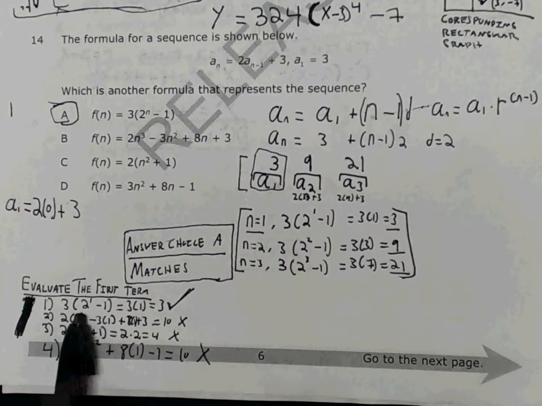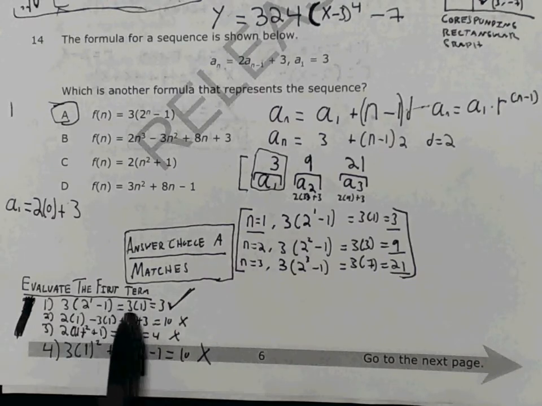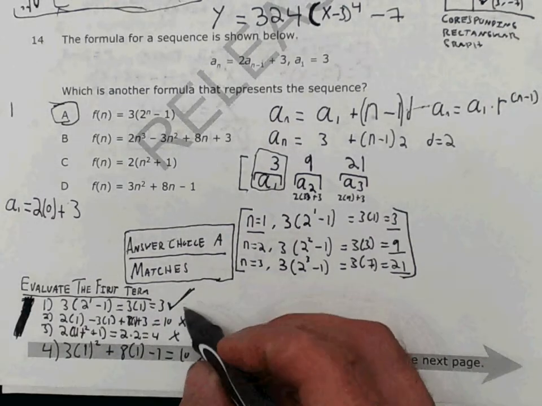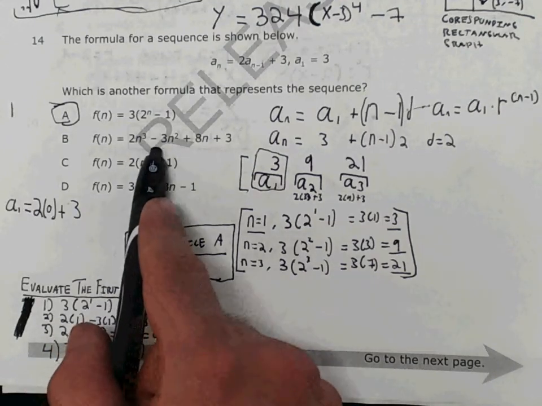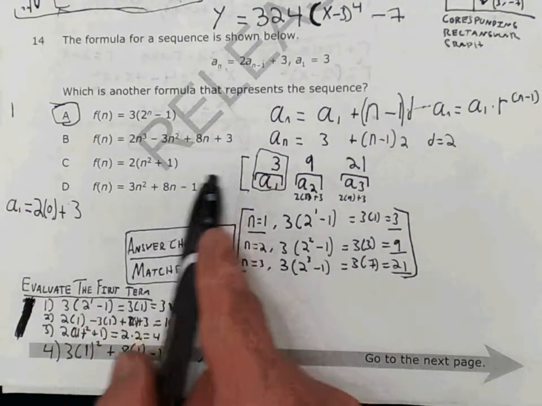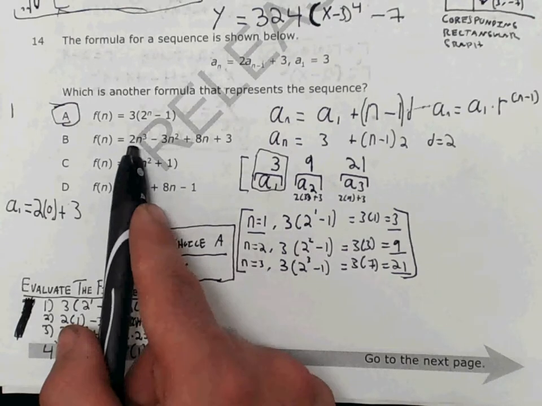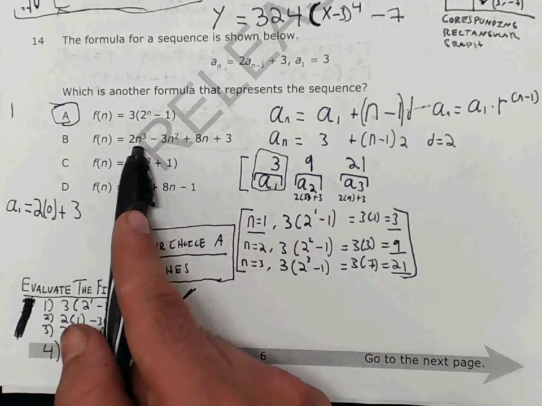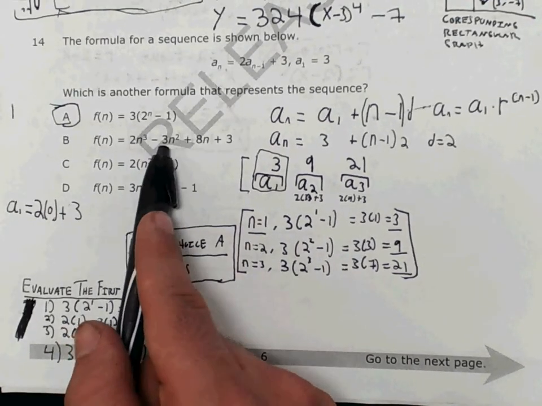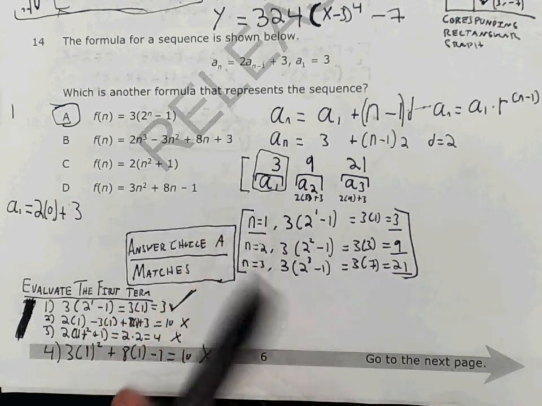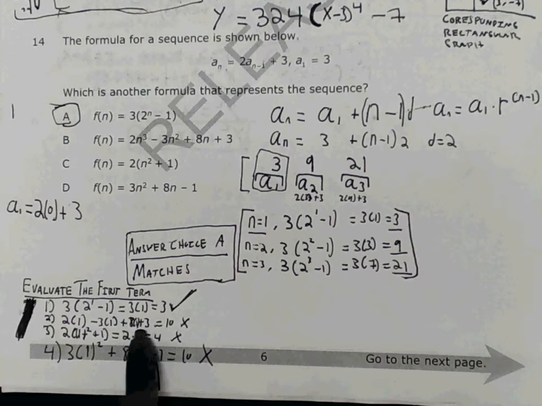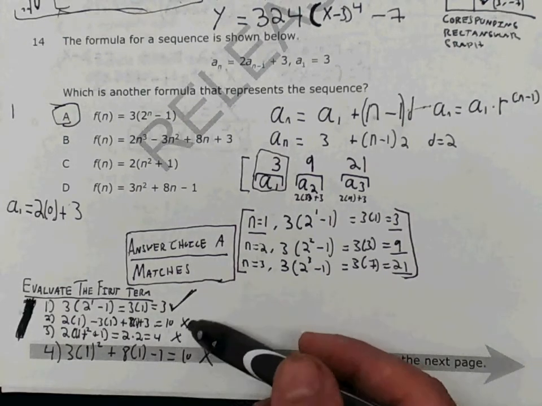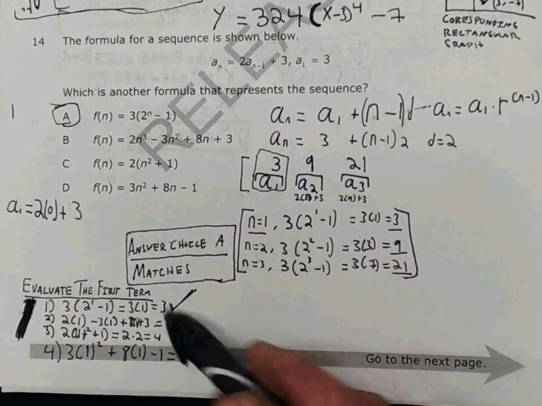3 times 2 to the 1 minus 1. 2 to the 1 is 2, minus 1 is 1, so that's 3 times 1, that's 3. So the first option is a potential answer. For the next one, we have 2n cubed minus 3n squared plus 8n plus 3, so that's 2 times 1 cubed is 1, so 2 minus 3 plus 8 plus 3. So 2 minus 3 is negative 1, plus 8 is 7, plus 3 is 10. 10 is not equal to 3, so that is not a valid option.